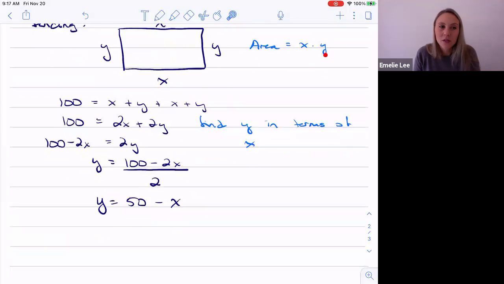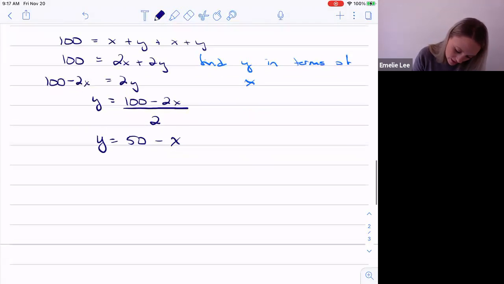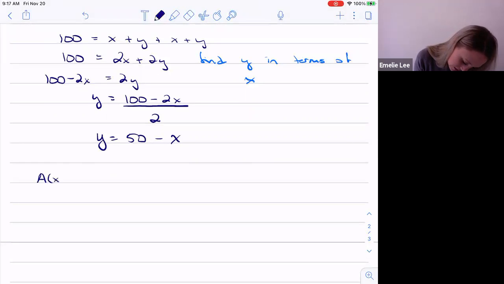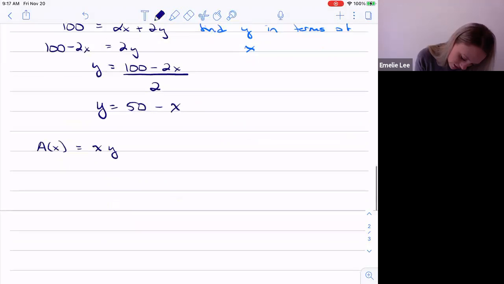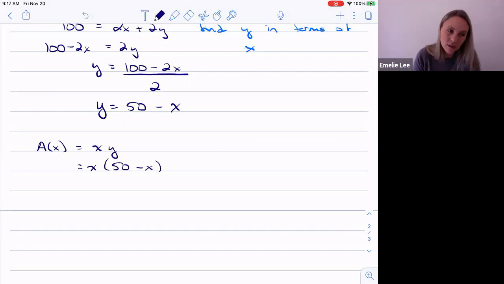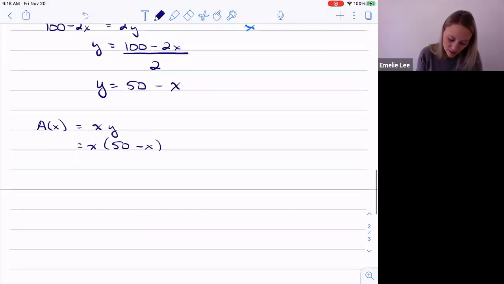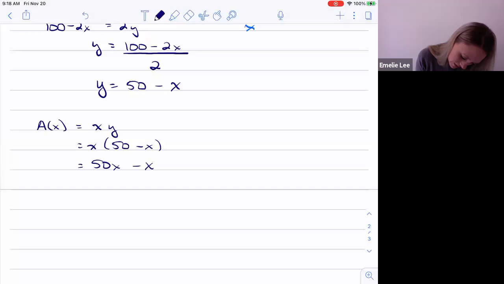I just found y in terms of x. So now I can set up the function for the area. A of x is x times y, which is x times 50 minus x. I can expand this out, and so I get 50x minus x squared.